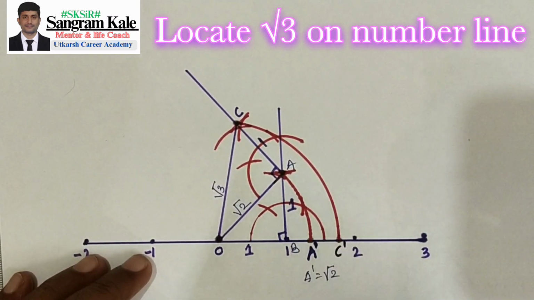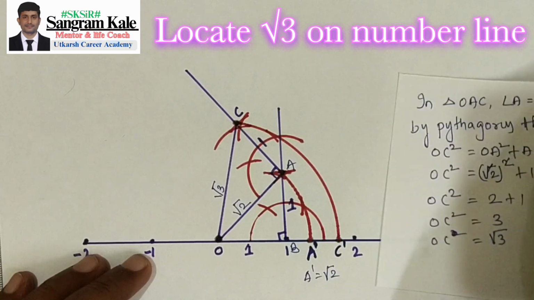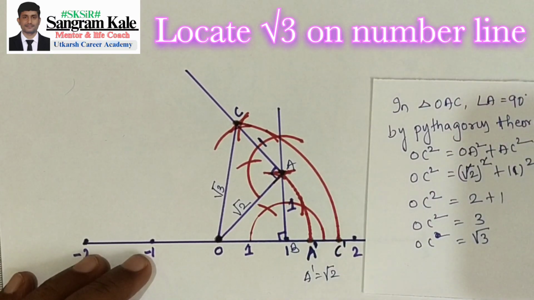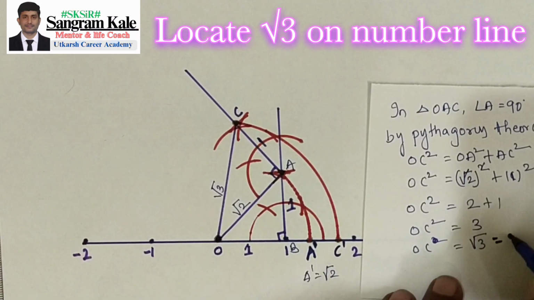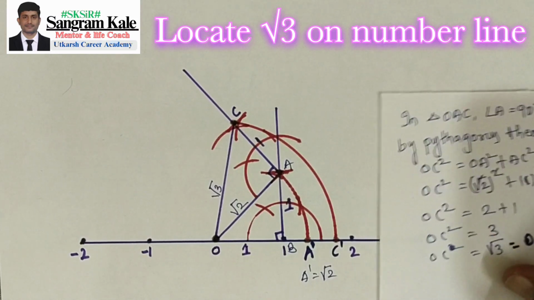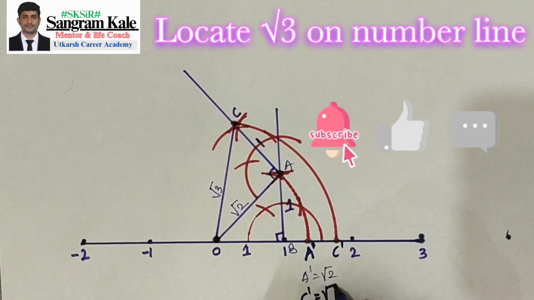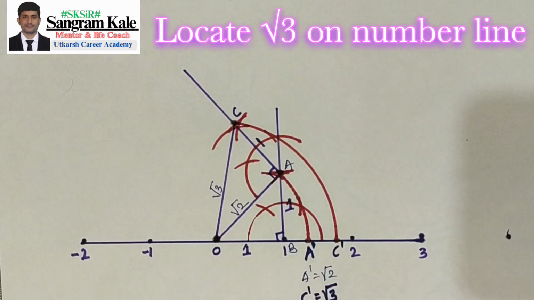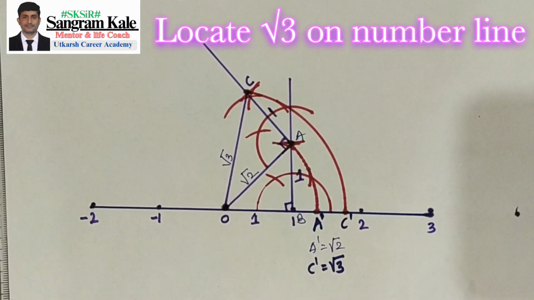So thus you label it as C dash. Just see that OC is equal to root 3 already, and that is also the same distance as OC dash. Hence we have shown on the number line the root 3, the construction of root 3. C dash is the point that represents root 3 on the number line.